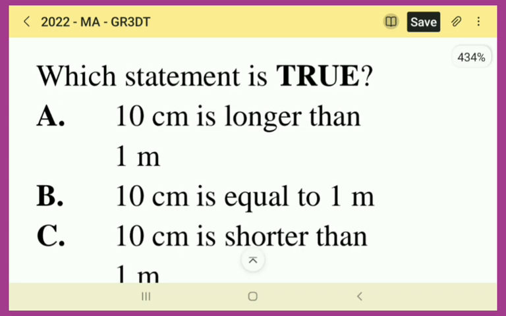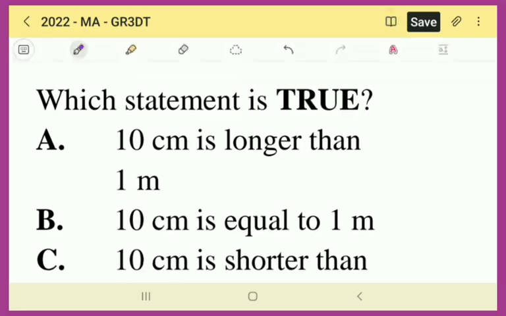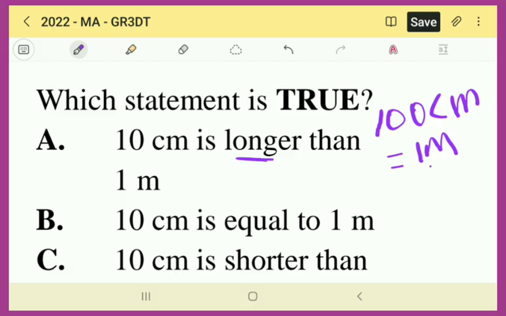Boys, come up. Which statement is true? A says 10 centimeters is longer than a meter. Now you're looking at converting centimeters to meters. So we know that 100 centimeters equal 1 meter. All right? 100. So what you're seeing here, A saying 100 is more than 1.